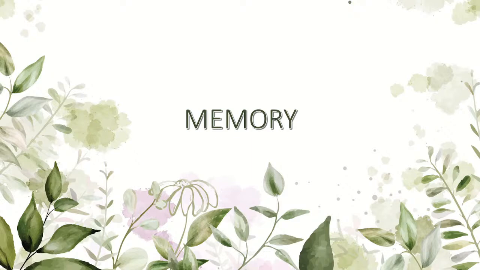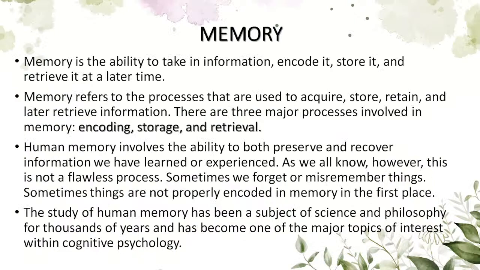Now we will speak about our memory. Memory is the ability to take in information, encode it, store it, and retrieve it at a later time. Memory refers to the processes that are used to accurately store, retain, and later retrieve information. There are three major processes involved in memory: encoding, storage, and retrieval.